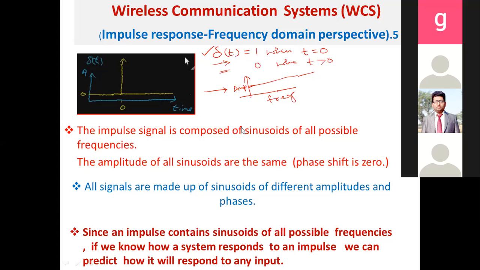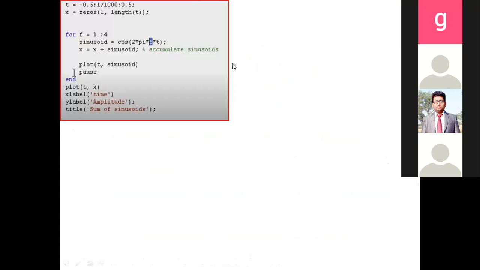Only 2 points here, because the impulse signal contains all the possible sinusoids, and the signal to be analyzed contains different amplitudes and various phases. So if we know the response of the system for a given impulse, then we can easily predict the response for any new input. Okay, so let me show here.